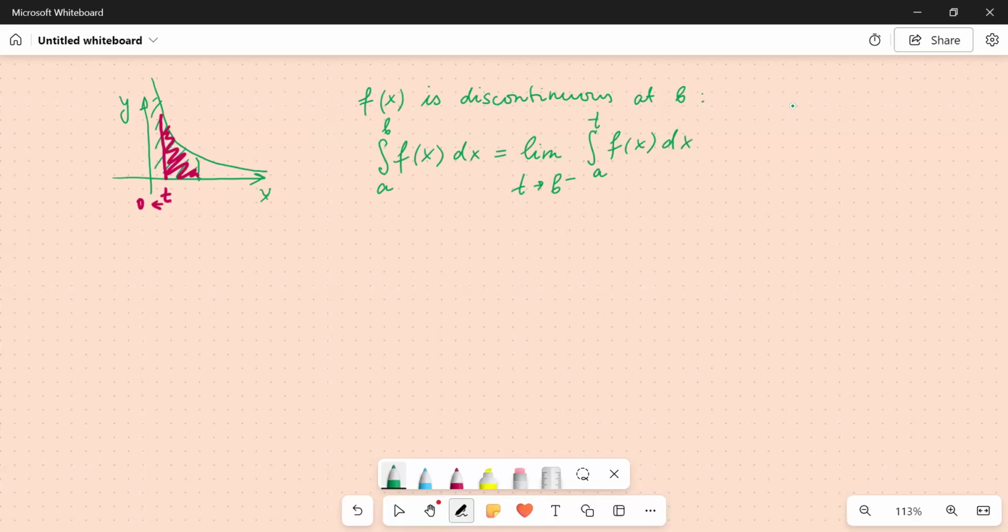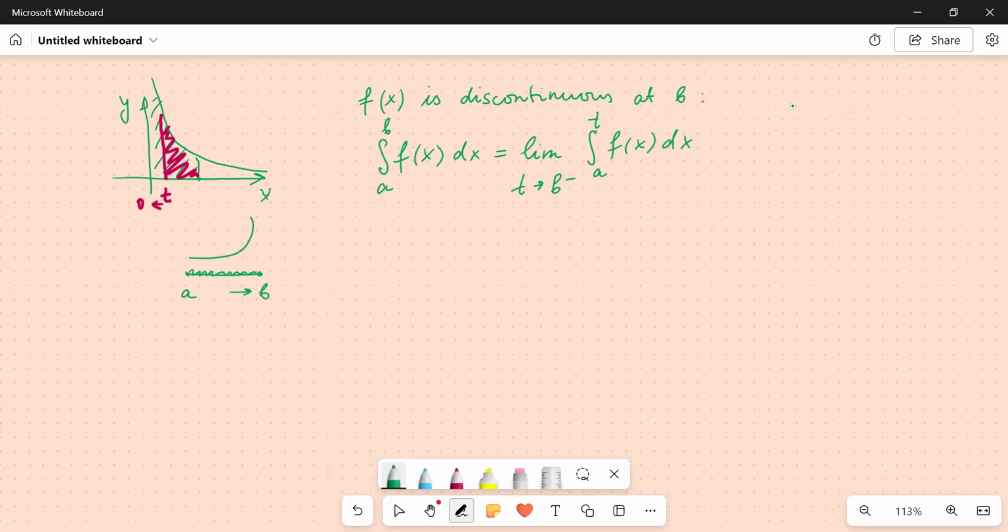What is this "from the left"? Well, if the discontinuity happens at point b, if the function, for example, goes to infinity here, then we're not going to approach b from the right side. We are going to approach b from the left side. Sometimes a different way of approaching is going to give you a different limit, because we are trying to cover our interval from a to b. Then we need to approach b from the left. But if you have a discontinuity on the left side, you are going to approach from the right. Otherwise, the integral is exactly the same way.